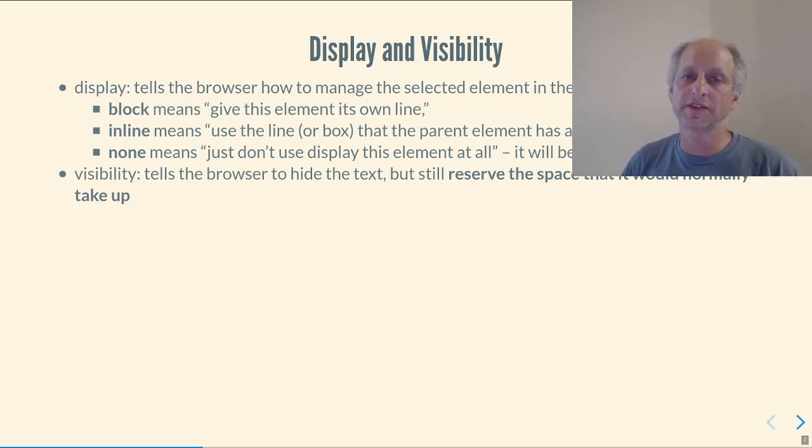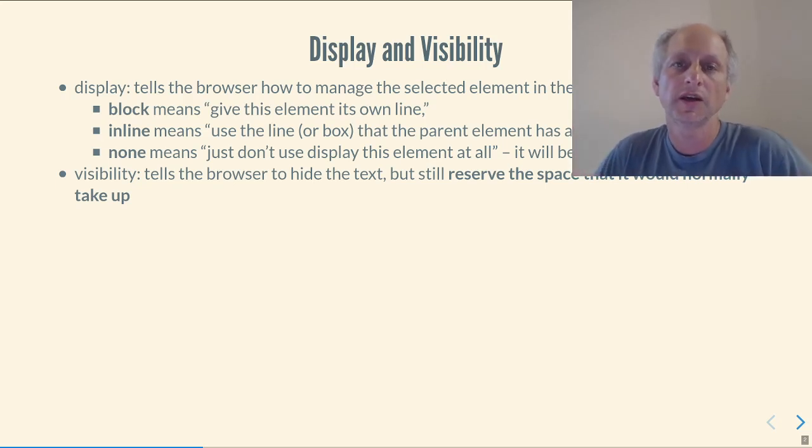Visibility is different, the visibility instruction. It tells the browser to show or hide the text, but no matter what you do, it always reserves the space that would normally be taken up by the element. So you can have visibility hidden, that means don't show the element, or visibility normal, which means show the element.